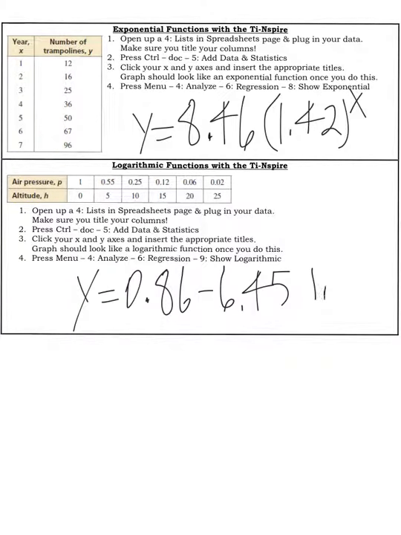But the second one will say 0.86, and then it'll say plus negative 6.45, so I'll just change that to minus. And then it says ln x, all right? And those logarithmic functions, I believe, they're always going to give you ln instead of log, or log base 10, or log base e, I mean. So that being said, that's going to wrap up the notes.